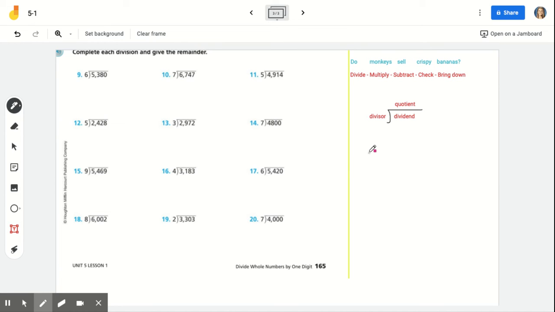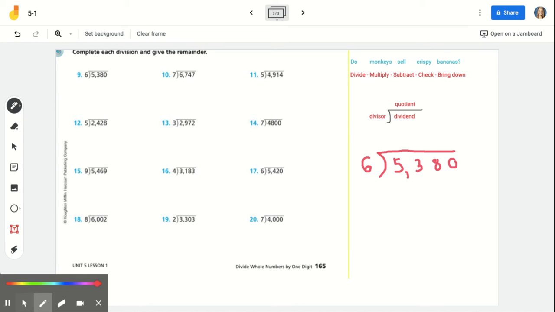My tip for you guys is when you set up these problems, space out your digits. So we're going to draw a 6 as our divisor on the outside. We're going to draw a long division symbol. And then underneath it, we're going to draw out the number, spacing out our digits, 5,380. Does yours look like mine? Okay, so the first step for digit by digit is we're going to be dividing, okay?